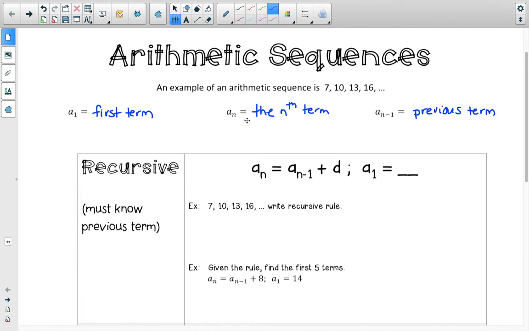So if I'm at a sub 5, then this would become a sub 5 minus 1. 5 minus 1 is 4. That would be the previous term.